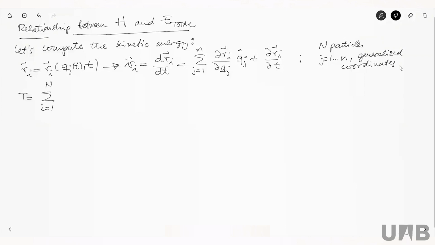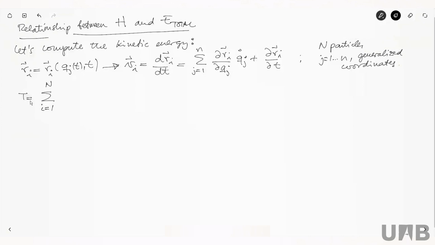So the number of generalized coordinates is the number of degrees of freedom that I have, which is 3 times capital N minus the number of constraints. The number of constraints, I don't care about here. The important thing is the dependence of the position vectors on the generalized coordinates.